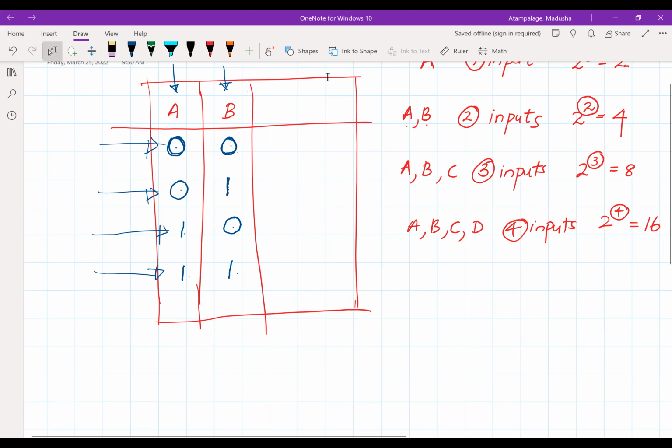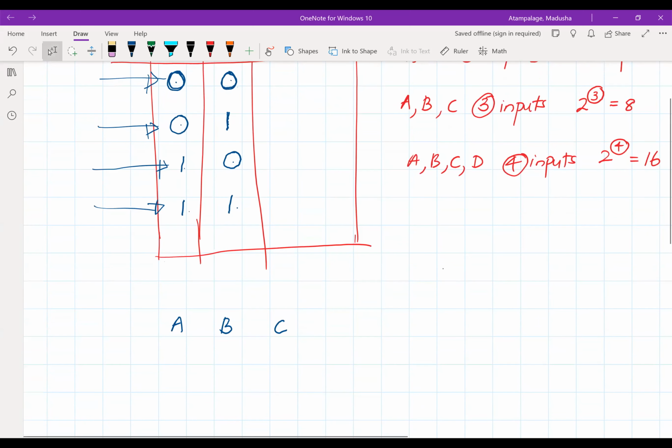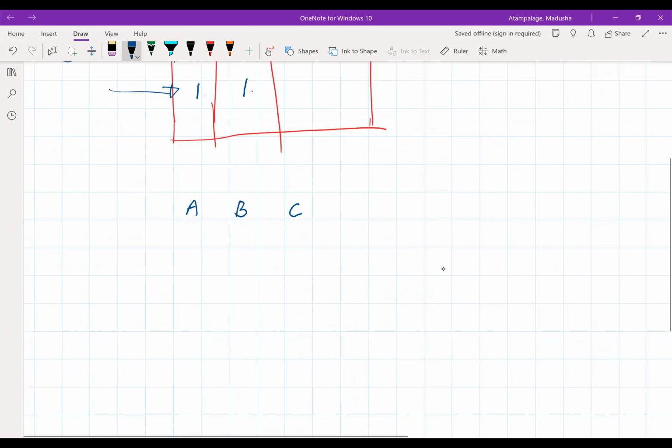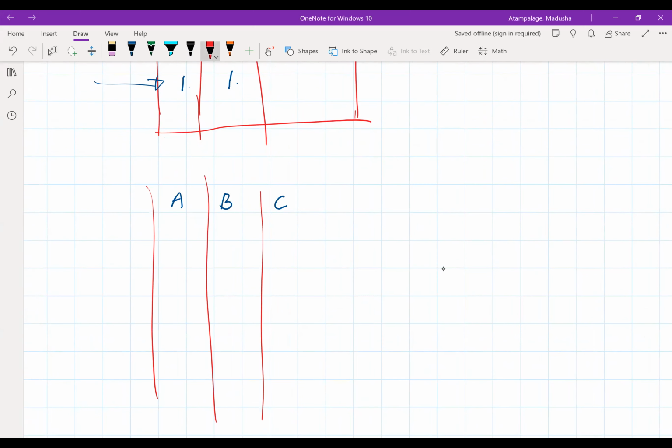So we can do the same thing if we have 3 and also 4 variables. Can you find it? Now here we have 3 inputs. If we have 2 inputs, we have 4 combinations. Now what will happen if we have 3 inputs? First of all, you need to identify how many input combinations.